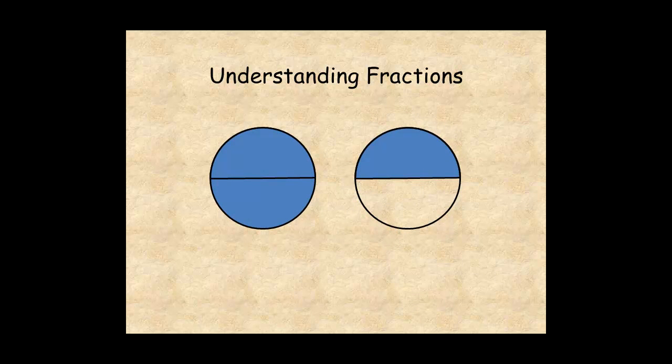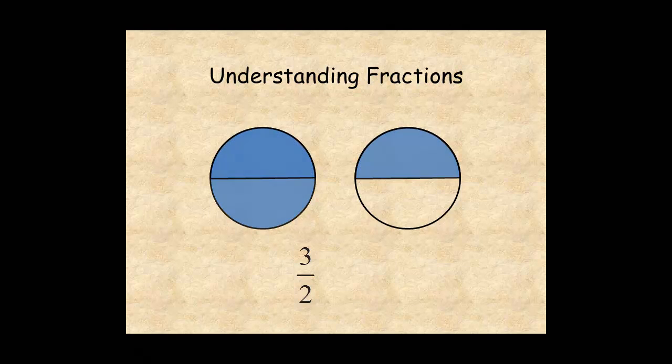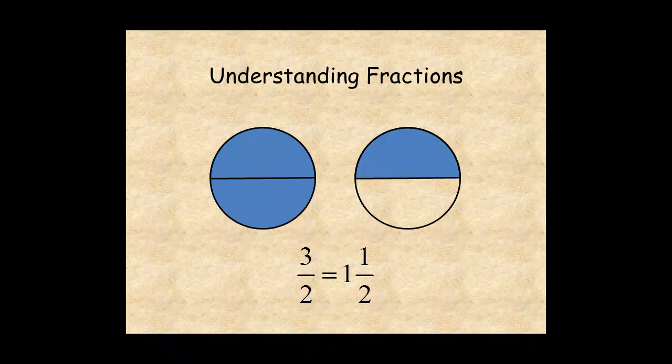You need to be able to recognize and model improper fractions and mixed numbers. For this example, each circle is divided into 2 equal parts, so 2 is the denominator. Since 3 of the parts are shaded, 3 is the numerator. Since the shaded parts represent one whole unit and another half of a unit, the mixed number is 1 and 1/2.